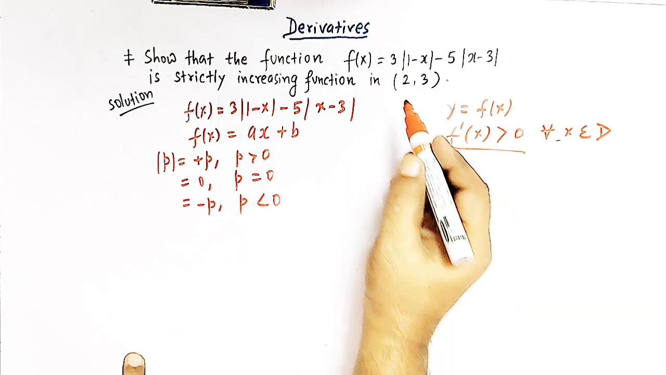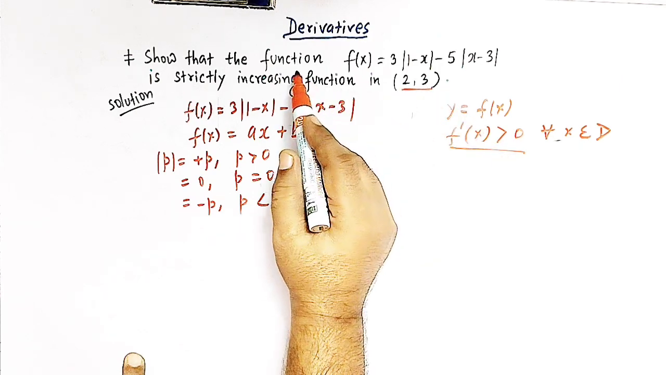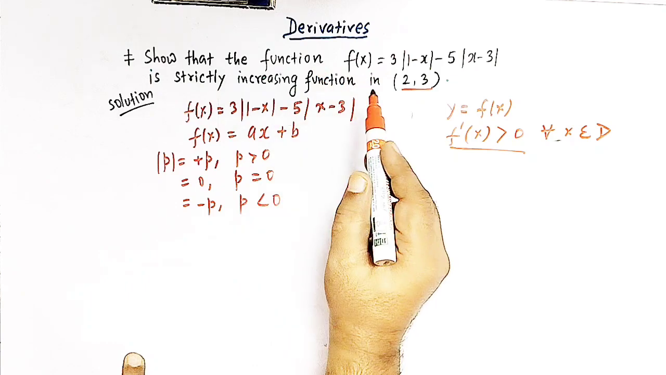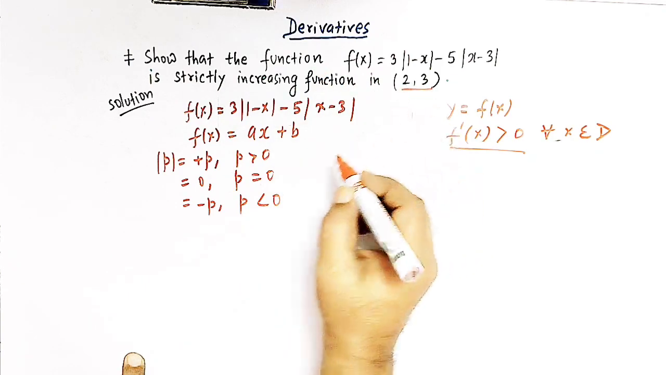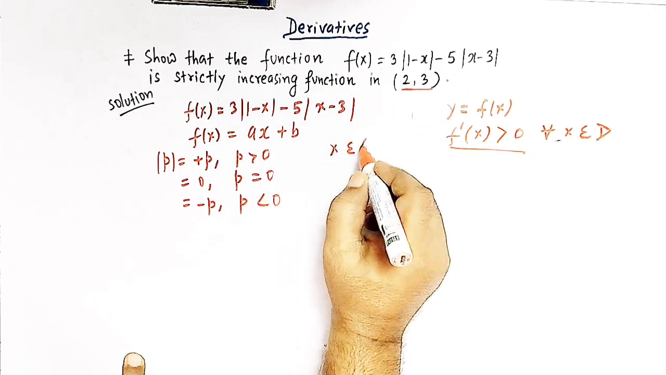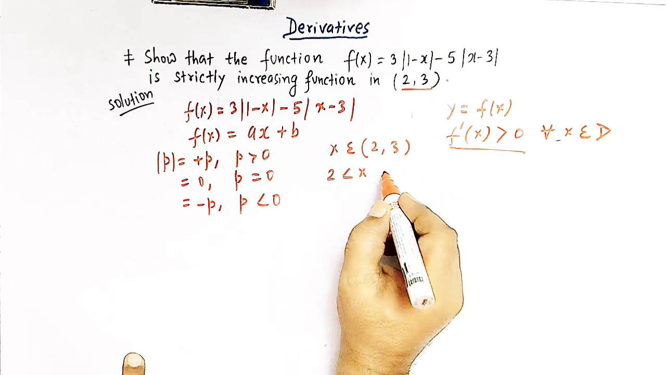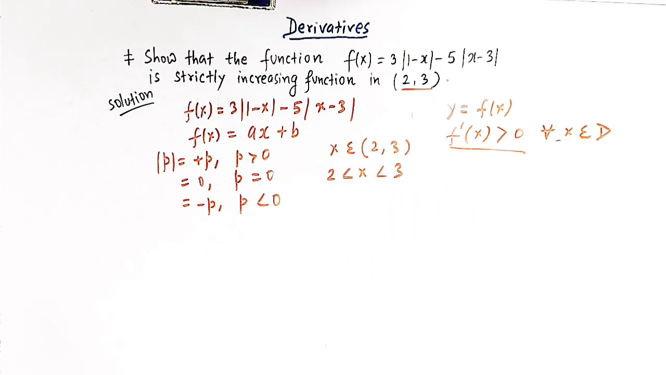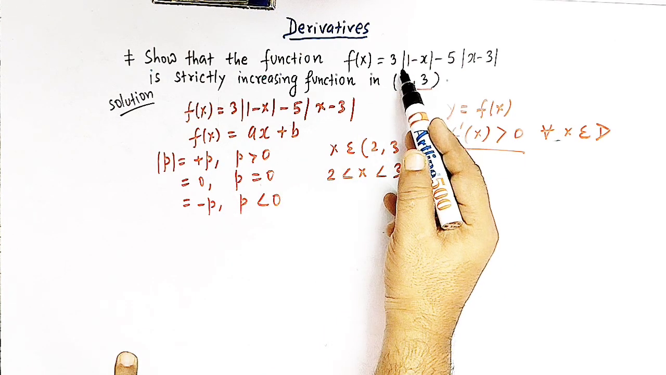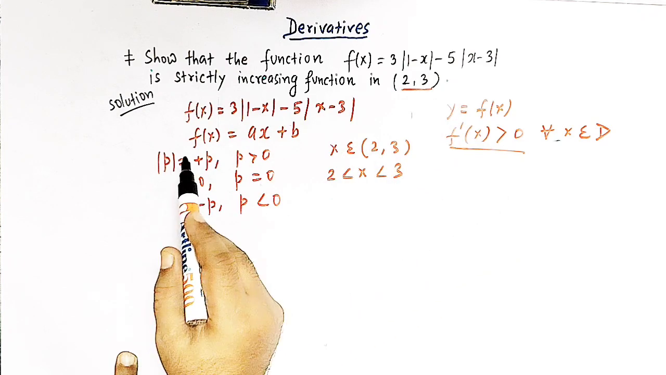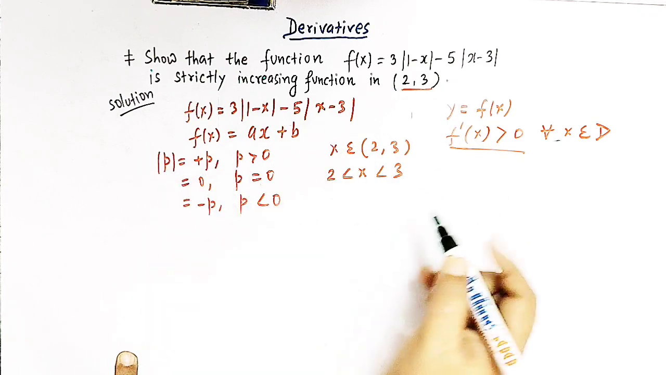So here we are given this interval because we have to prove that this function f of x is a strictly increasing function in this interval, that is when x belongs to 2 comma 3, or we can write x greater than 2 but less than 3. So now let us first express these mod functions using this definition of mod function.